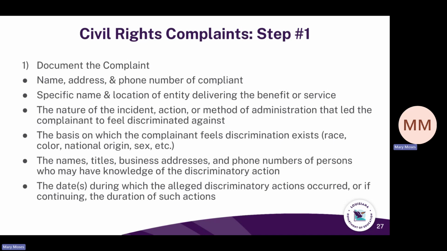The first step is to document the complaint and make an effort to obtain the following information: name, address, and phone number of the complainant; specific name and location of entity delivering the benefit or service; the nature of the incident, action, or method of administration that led the complainant to feel discriminated against; the basis on which the complainant feels discrimination exists, race, color, national origin, sex, etc.; the names, titles, business address, and phone number of persons who may have knowledge of the discriminatory action; the dates during which the alleged discriminatory actions occurred, or if continuing, the duration of such actions. All complaints should then be forwarded to USDA.